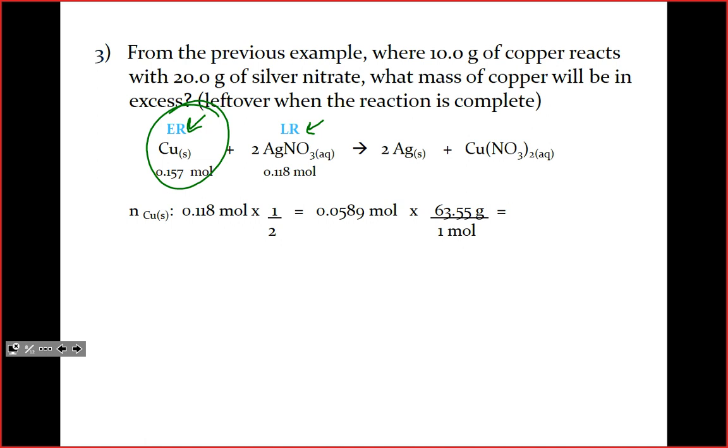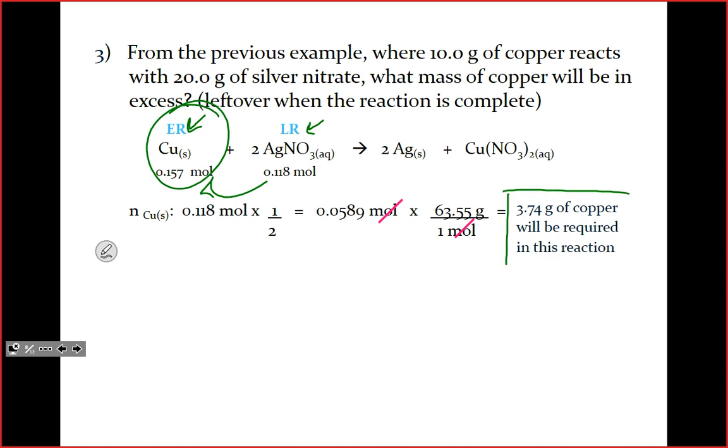Basically, this is one way of doing it. Here's my copper, and this is what I have. This is basically going from here to here. This is what I have of my silver nitrate. And if all were perfect, this is exactly how many grams I would need. I would need 3.74 grams of copper, but I actually have 10 grams of copper.